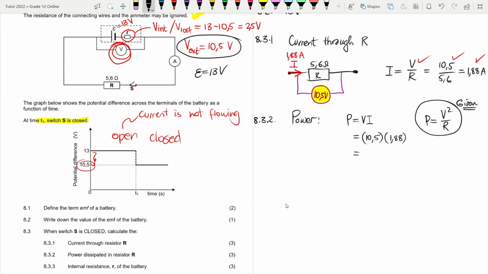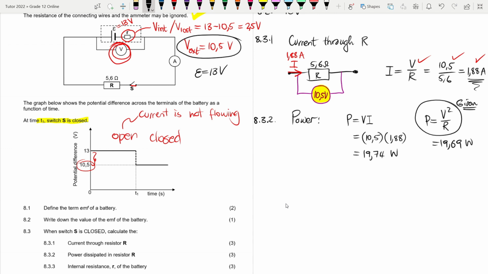Then we get 19.74. What is the units for power? I got 19.69 when I used V squared over R. Okay, so this is where they'll accept both answers, because it could be because we rounded here, which is why we get a different answer. So what will be the units? Watt.